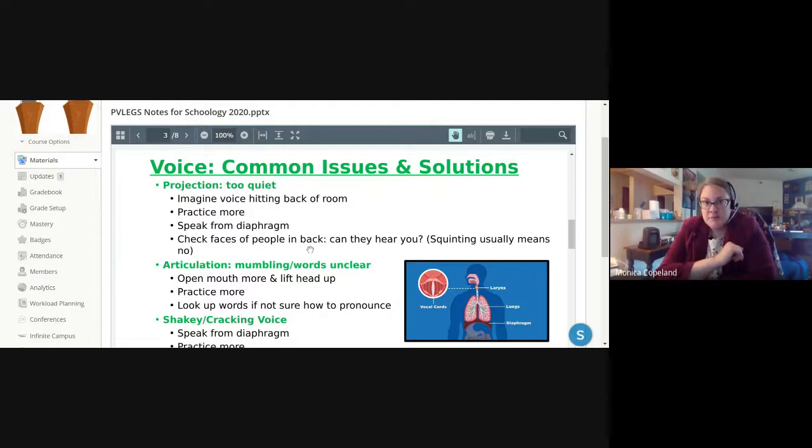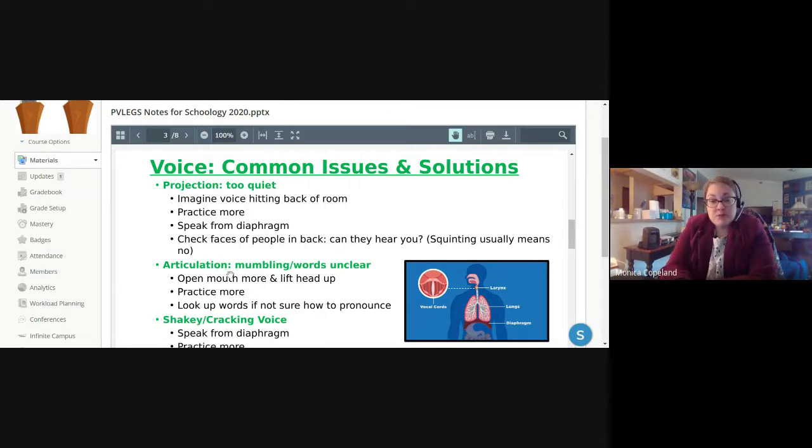One way to tell if you're loud enough, if you're performing live, is people's faces. When people can't hear you, they usually squint and lean in. So they do one of these. That's if they can't hear you or they don't understand you.